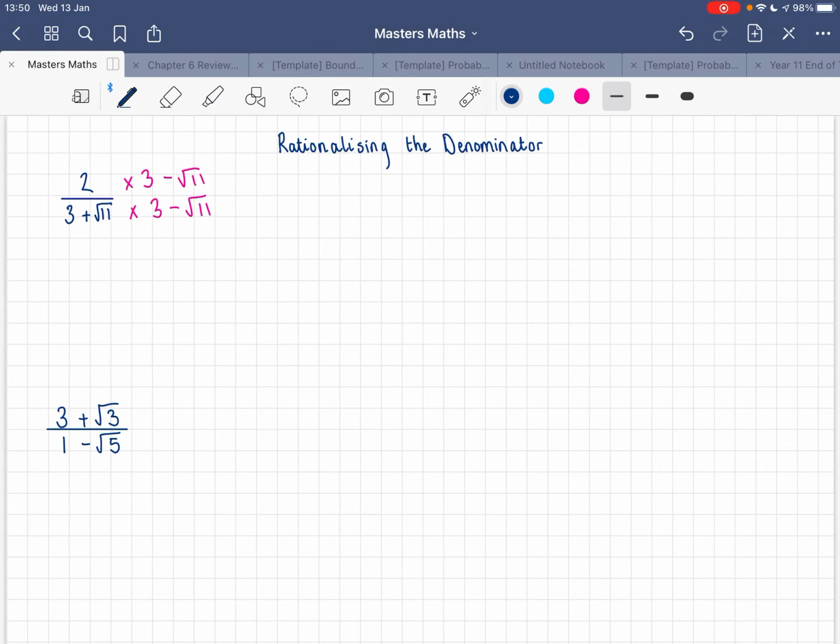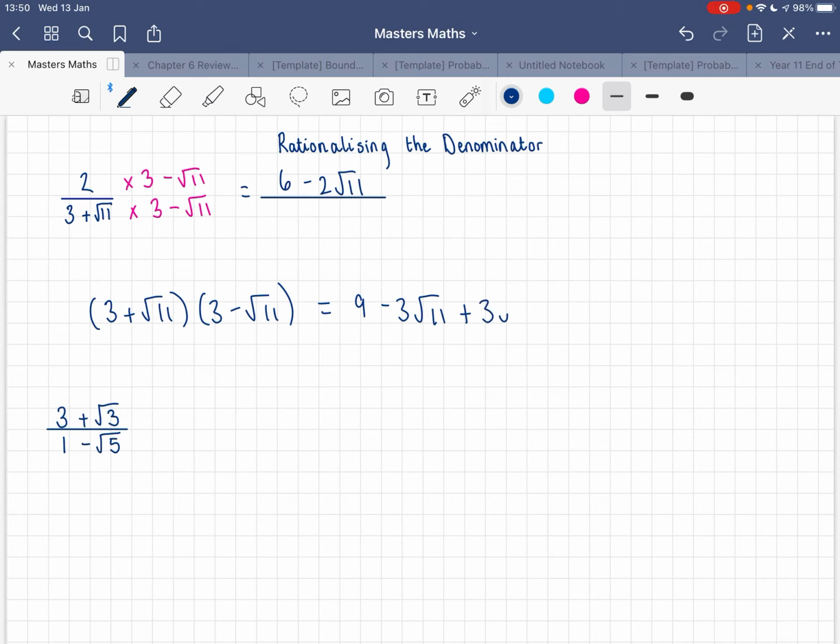and then I'm going to multiply top and bottom by that instead. So on the top now, I have 2 times 3 is 6, 2 times minus root 11 is minus 2 root 11. And on the bottom, I'm going to expand it out underneath, 3 plus root 11 times by 3 minus root 11. 3 times 3 is 9, 3 times minus root 11 is minus 3 root 11. Root 11 times 3 is plus 3 root 11. So hopefully you can see that's where it's going to cancel. And then root 11 times negative root 11 is negative 11. Positive times a negative is negative. Root 11 times root 11 is just 11.